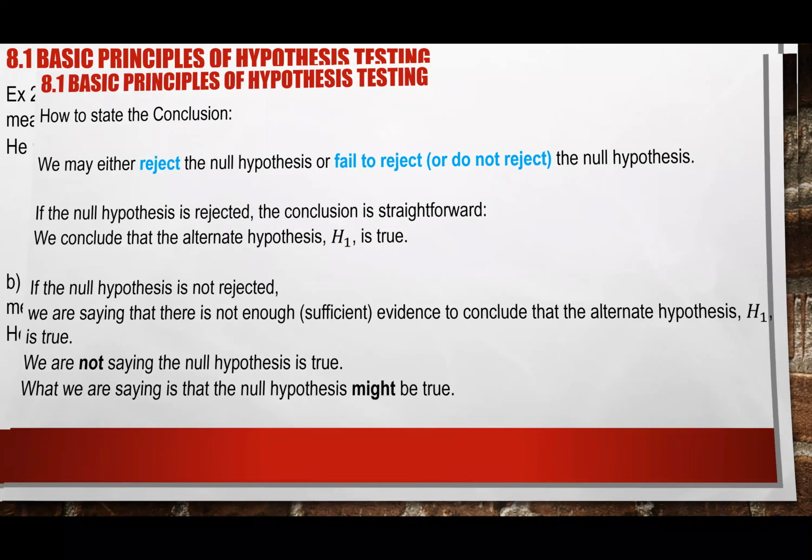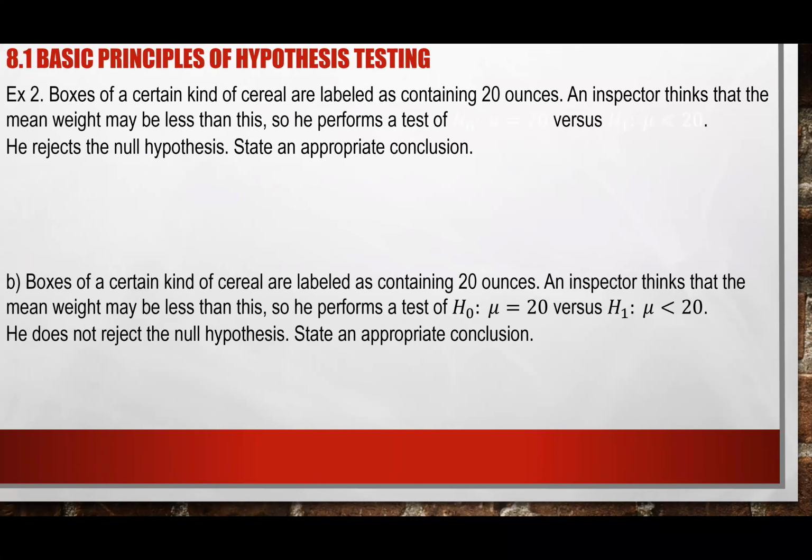Now, let's take a look at this item here, and see how your conclusion would be. A box of a certain kind of cereal has a label on the box saying it contains 20 ounces. An inspector thinks that the mean weight might be less than this. So his claim is less than 20 ounces, right? The manufacturer says it's 20 ounces, but he thinks that they contain less than 20 ounces.